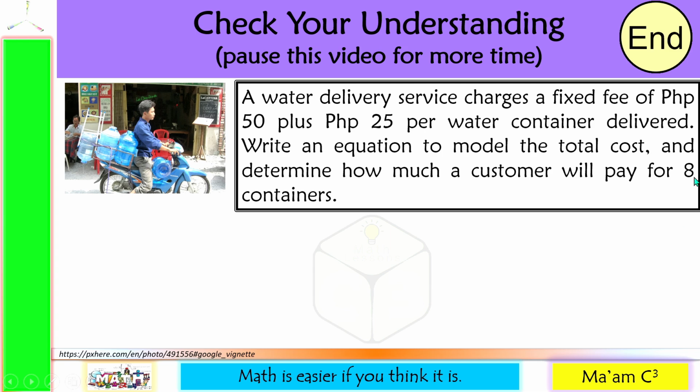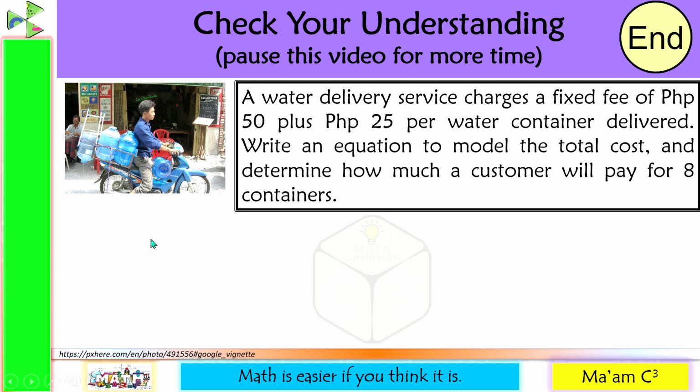Let us answer. A water delivery service charges a fixed fee of 50 pesos plus 25 pesos per water container delivered. Write an equation to model the total cost and determine how much a customer will pay for 8 containers. Let me use slope-intercept form to answer this. So I'm going to assign values for y, m, x, and b.